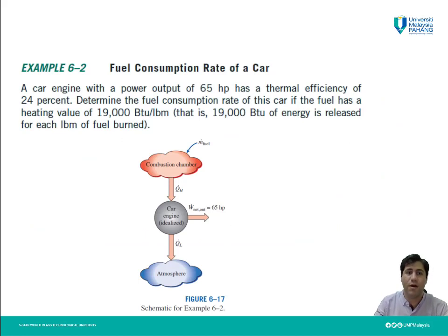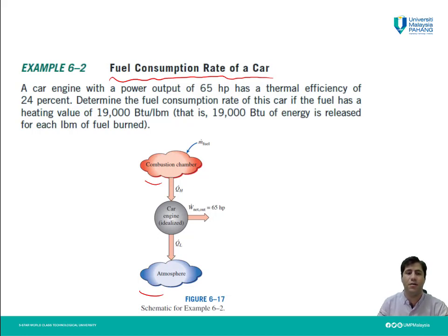The other example is about the fuel consumption rate of a car. As you know, in a car we have an internal combustion engine. An internal combustion engine also is a heat engine. However, the structure is different from the power plant, the steam power plant especially, but the schematic can be like this. It has a combustion chamber, which is the heat source, and the atmosphere is the sink. And the car engine is our heat engine here.